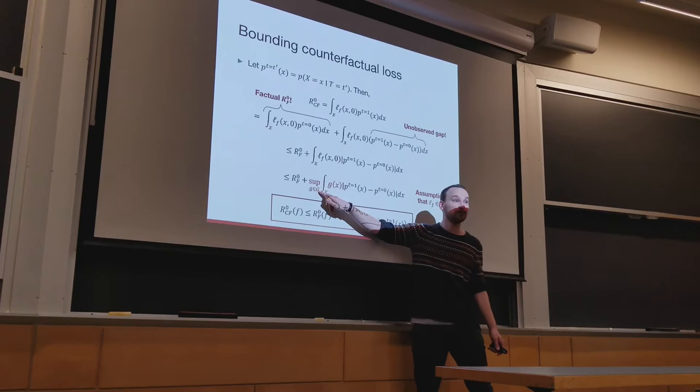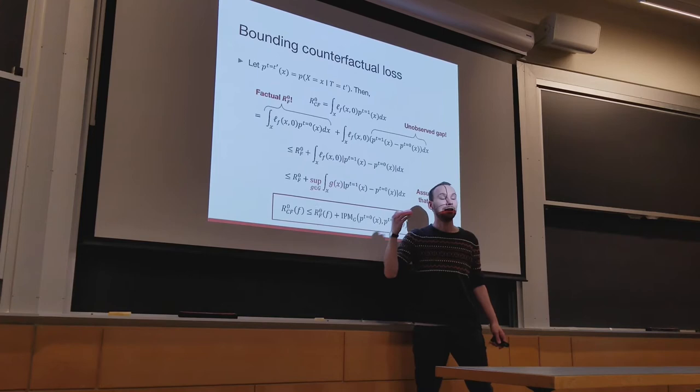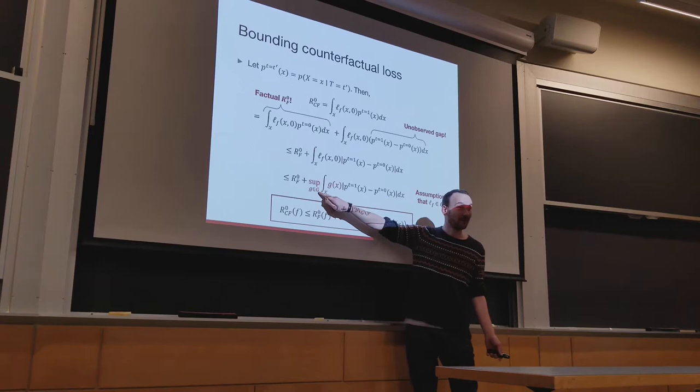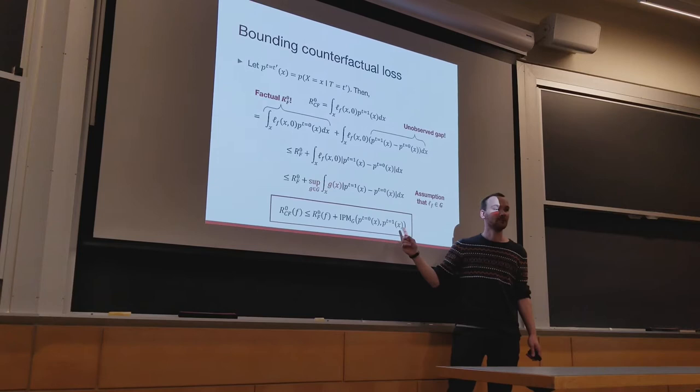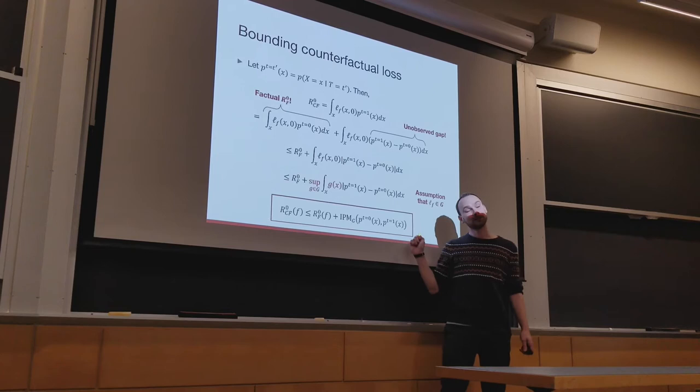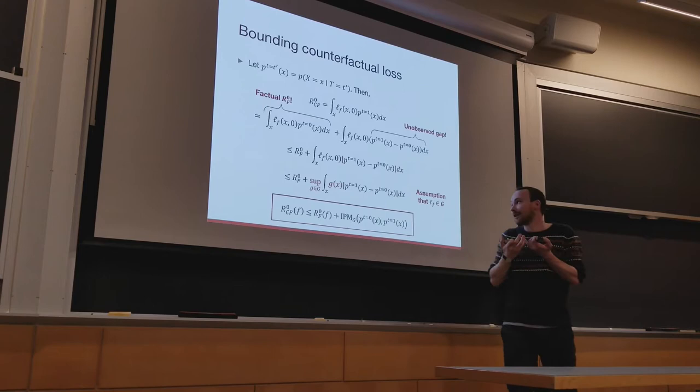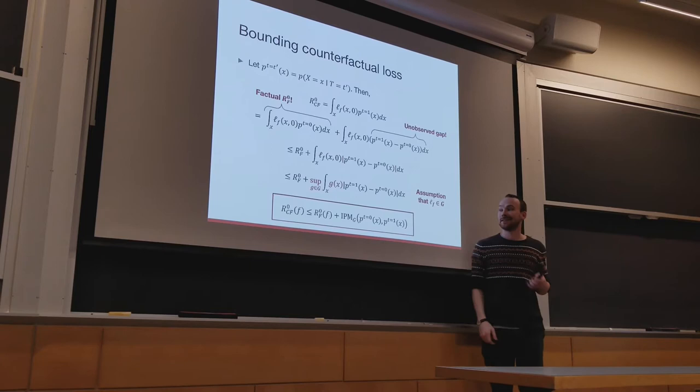And if you make a smart choice of g, you get something that you can easily compute or estimate from finite data even. So for example, if you choose g to be the family of all L1 Lipschitz functions, you get the Wasserstein distance between these two distributions. If you choose g to be a reproducing kernel Hilbert space, you get the maximum mean discrepancy distance between these two things. So if we believe that our loss can somehow be represented by a function in that class, we can use that to bound the difference between the counterfactual risk and the factual risk.